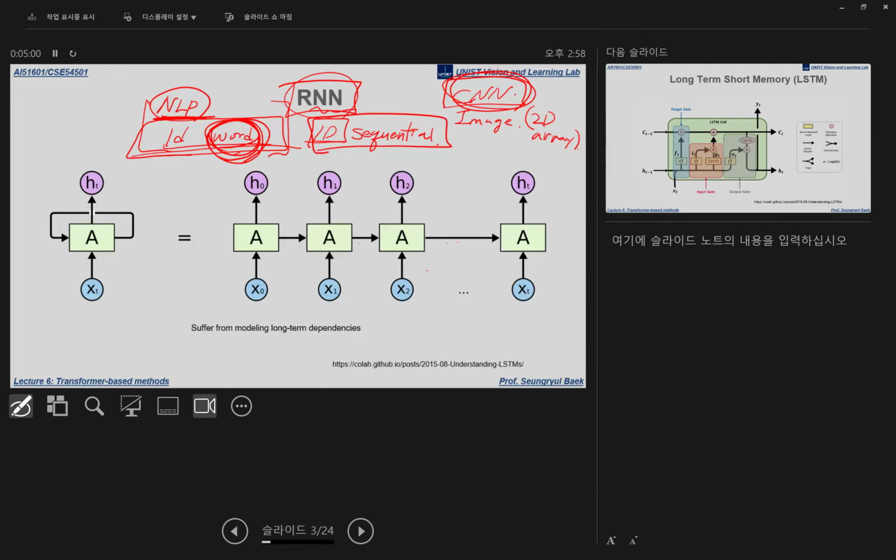And RNN, where the R represents recurrent, was the basic neural network structure for processing this type of one-dimensional sequential data. And they can be represented like this. Basically they have a linear layer here. Maybe this block represents the linear layer, and they can also add a nonlinear layer like the sigmoid.